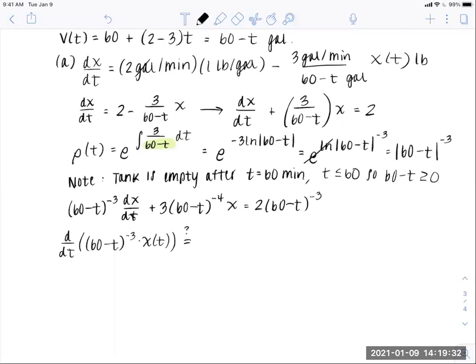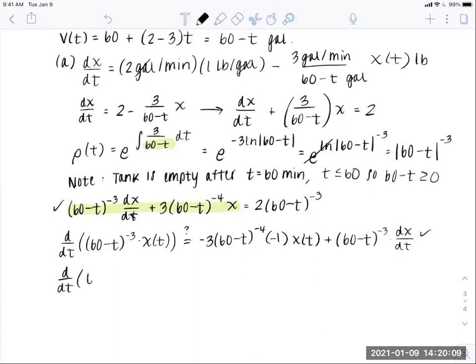What is that equal to via the product rule? That would be, using the chain rule, negative 3 times 60 minus t to the negative 4 times a negative 1, there's my chain rule, times x of t, and then plus 60 minus t to the negative 3 times dx/dt. And sure enough, that does match up with what I had right here in green. So this is good. Now I can say that the left-hand side is the derivative of this product.